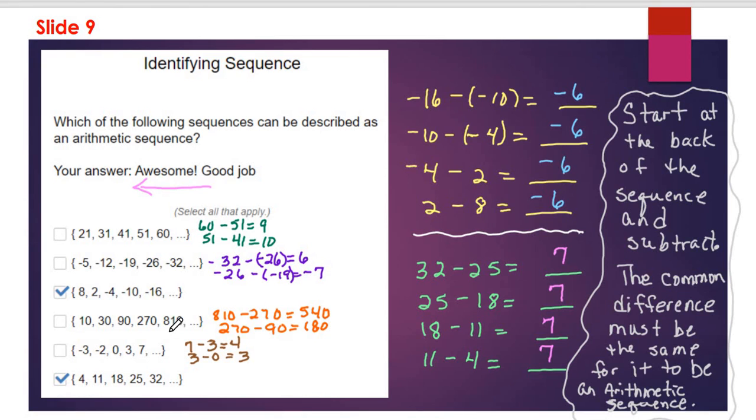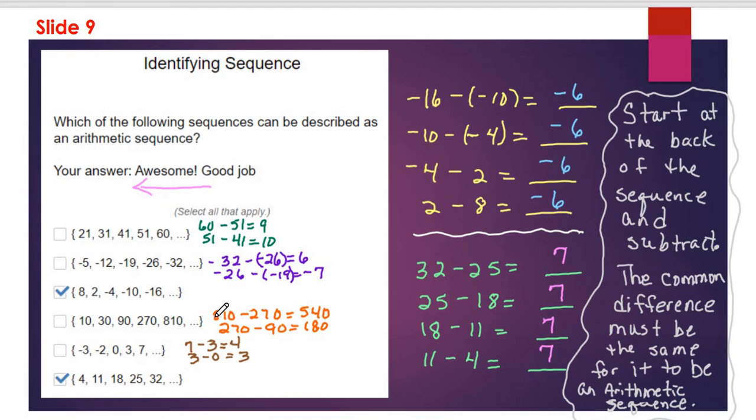Now here, and I have worked this one out for you. Start at the back. Negative 16 minus negative 10 is a negative 6. Negative 10 minus negative 4 is a negative 6. Negative 4 minus 2 is a negative 6. 2 minus 8 gives you a negative 6. So this one has the same common difference all the way through. So this is an arithmetic sequence.